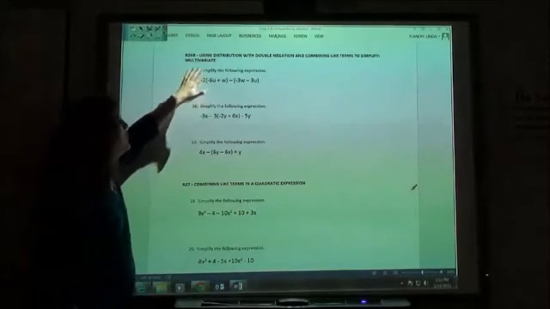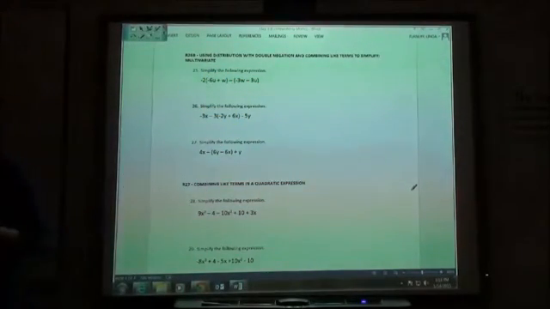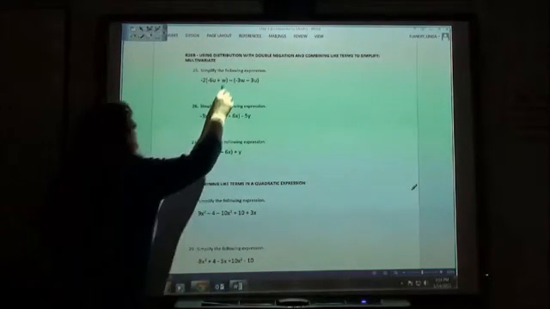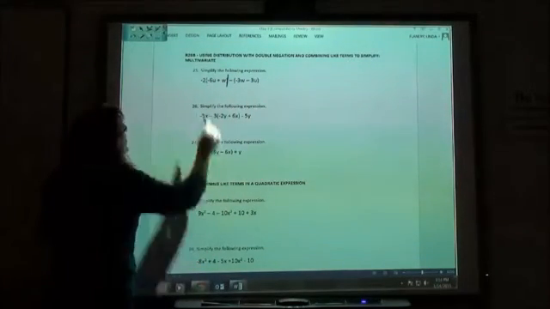Sometimes you will have the distributive property more than once. Sometimes you just have it once in there, but you're always going to start by getting rid of those parentheses using the distributive property. So here I'm going to multiply up to the end of the parenthesis, and then I'm going to do the other step.